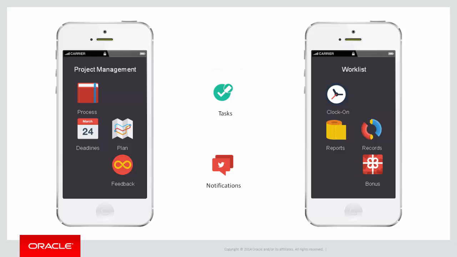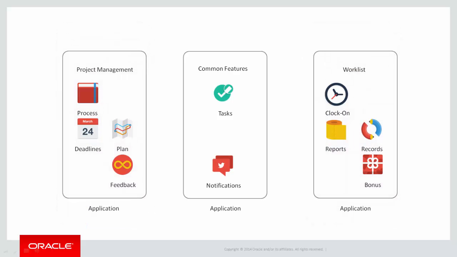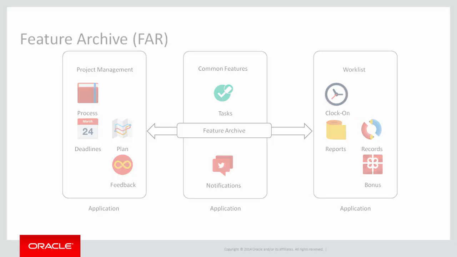Yet because we have two common features, task and notifications, does this mean we have to build them twice, once for each application? Well, Oracle's MAF solves this problem by allowing application developers to create an application that contains only common features. These features are then deployed to something called a feature archive, or FAR. Other applications can then include that archive and eventually deploy it along with their application features to actual mobile devices.